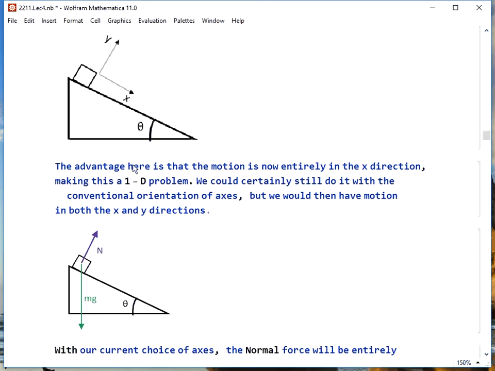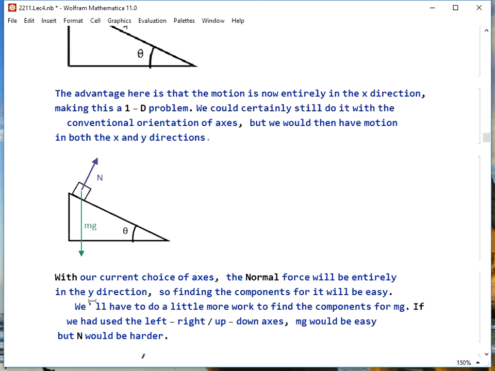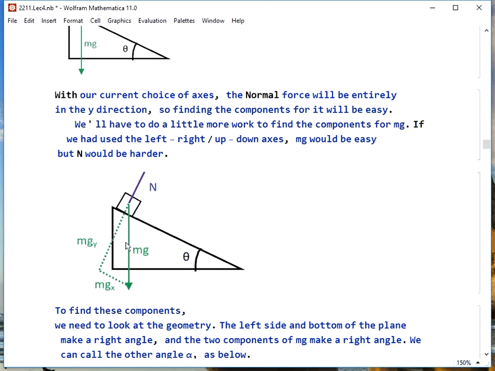When we draw our free body diagram, we see that our forces are the normal force and mg, and we have to get components for mg. If we had done it the other way, we'd have to get components for the normal force, so there's not really any extra work with this method. But to get the components for mg, we realize mg is the hypotenuse of a triangle, and we want to find the sides that go along the y-axis and the x-axis. And to figure out how we'll do that, we need to figure out the angles of this triangle.